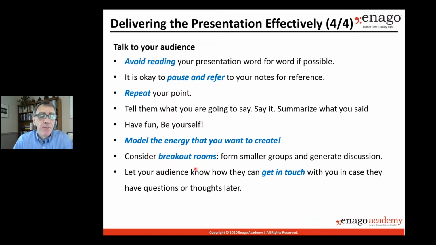Now, we haven't talked about this yet: this idea of breakout rooms and forming smaller discussions and generating discussion. Some conferences are really into this, and they facilitate breakout rooms and small discussions later on. That is something to participate in if you have a chance, because this is where you do have a chance to do some networking yourself.